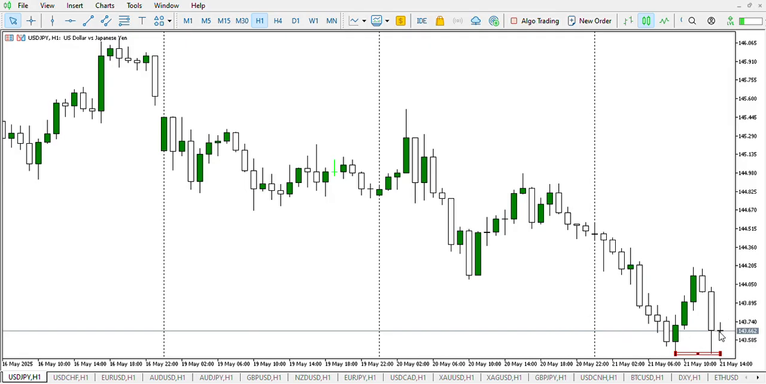And you can see how price retested this critical support, and we have lots of buyers on the US dollar here trying to buy it up against the Japanese yen, and you can see the reaction of price right here.